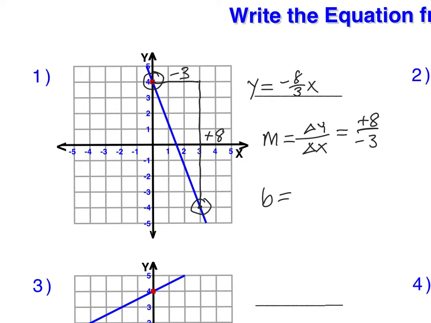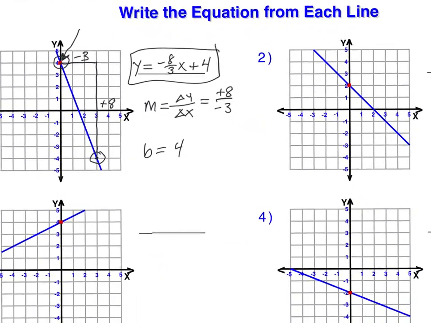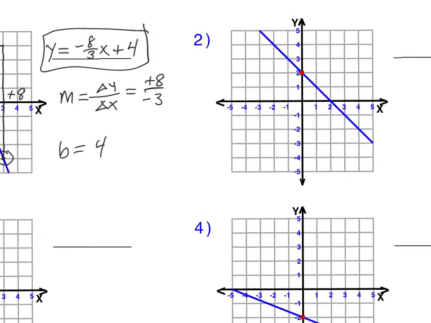And then my b value is where the line crosses the y-axis. The y value there is +4. So I write down +4. And I'm done. That's all there is to this. So make sure you copy this down onto your worksheet. Next one, same idea.